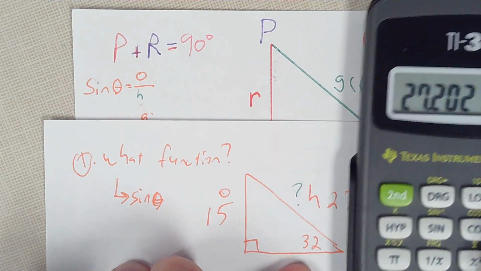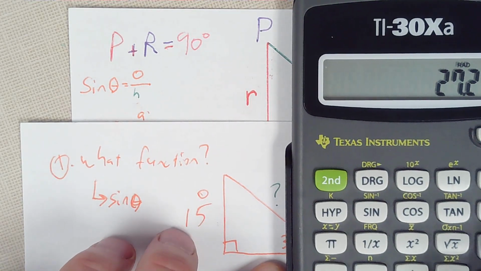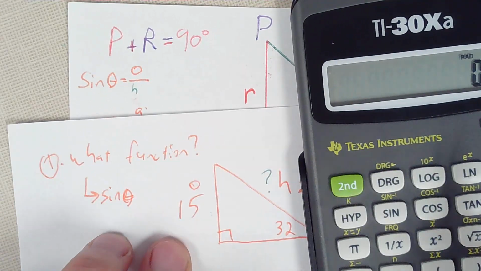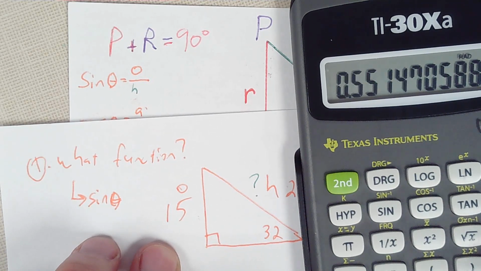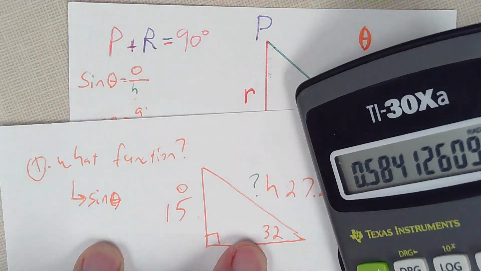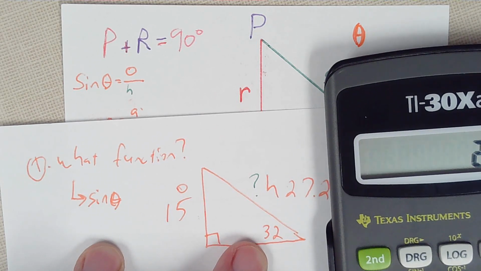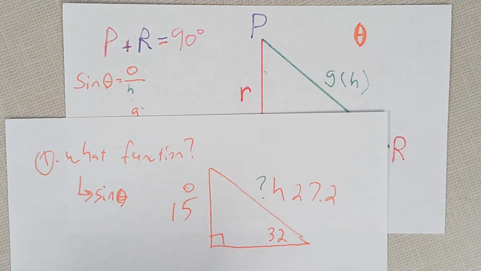So I can also even check that. If I want to double check that, I can do 27.2 divided by 15... wait, hold on. Sorry, opposite divided by hypotenuse. So 15 divided by 27.2 is that value. That is the sine of that angle. Take second arc sine, and, oops, hold on, I messed something up. 15 divided by 27.2 equals second arc sine, and my angle, what's going on?